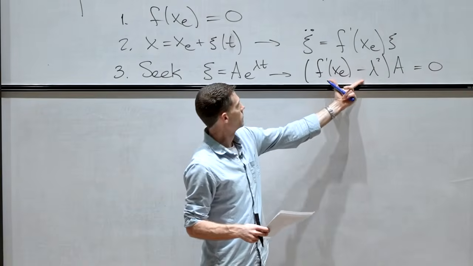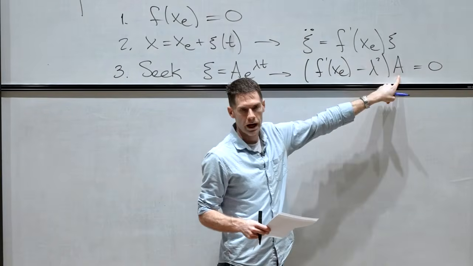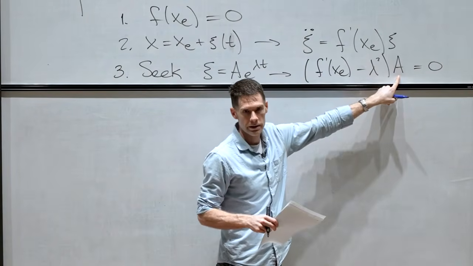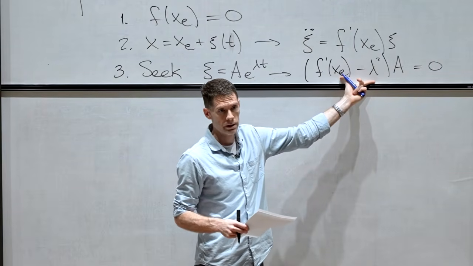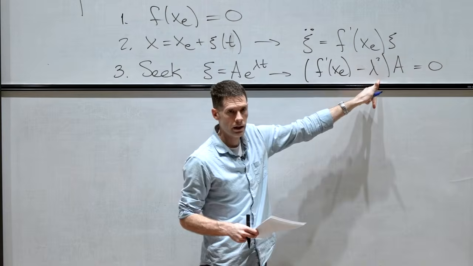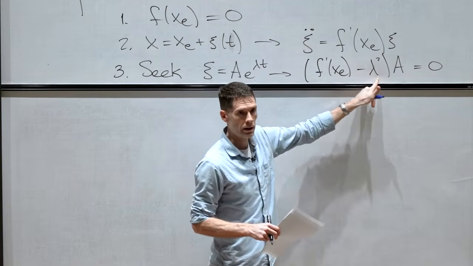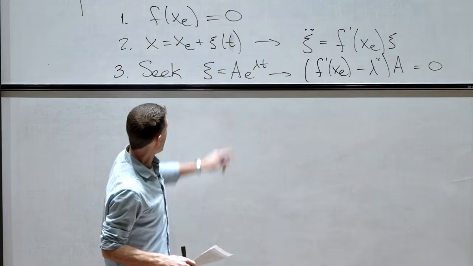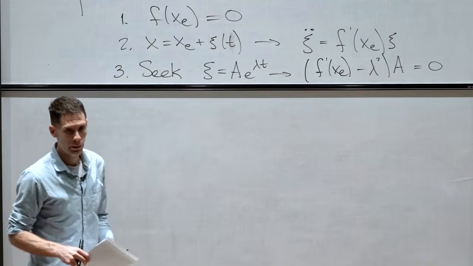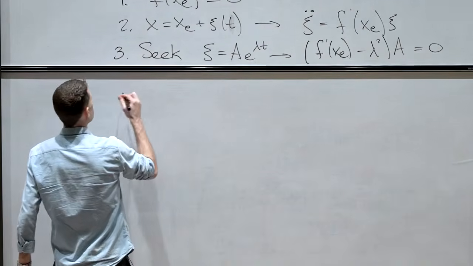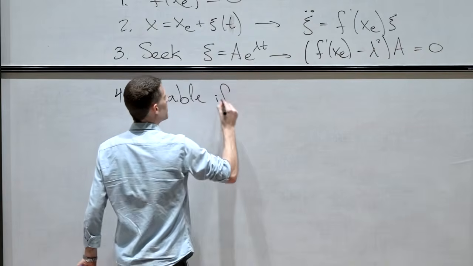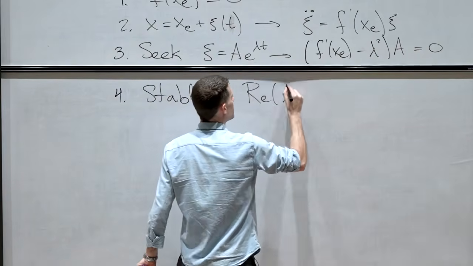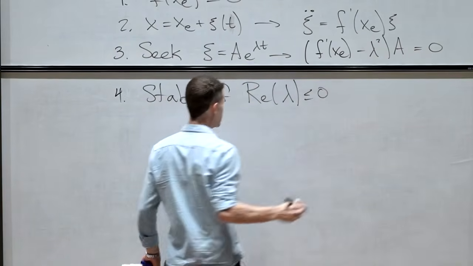Okay, so of course there's not really an eigenvector to this. It's any a is going to work, but nevertheless it has the same structure. And I need this thing to be 0, which defines my lambdas. And then I make the same argument that lambda needs to have non-positive real part, stable if real part of lambda is less than or equal to 0.